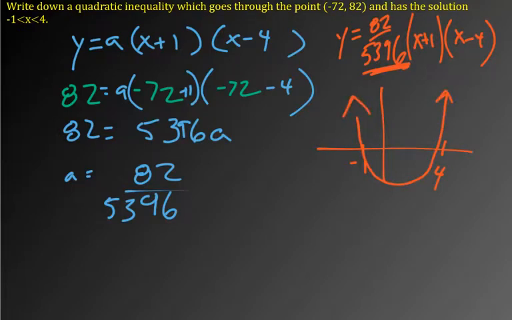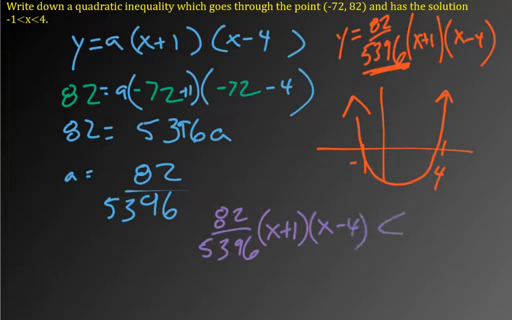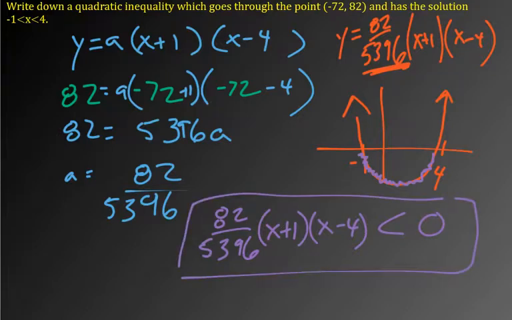And we have an answer that says the solution is anything between the roots negative 1 and 4. So in order to do that, we must be talking about the part that's below 0. So the quadratic inequality has to be the quadratic less than 0, because that would describe this part down here that matches with my -1 < x < 4. So that would be the quadratic inequality that is guaranteed to go through this point and has this solution.